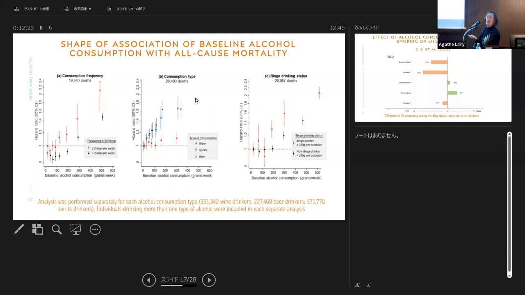But binge drinking, this was a pattern that was definitely not associated with a reduced risk, in fact, increased risk.